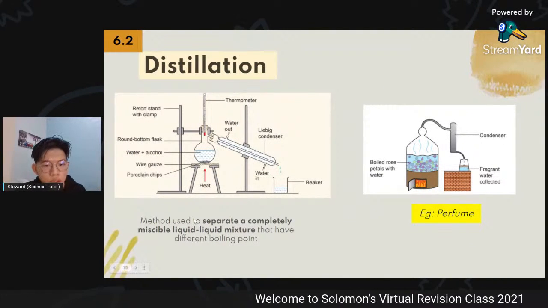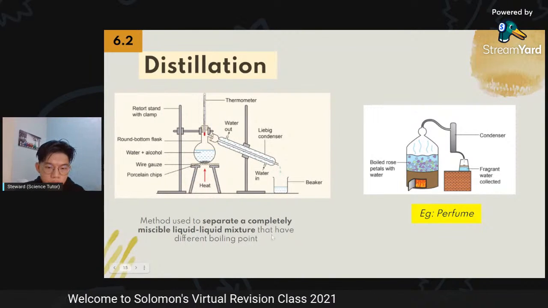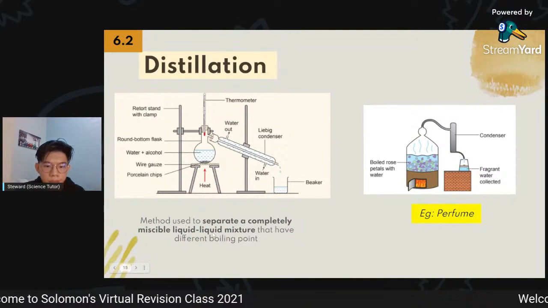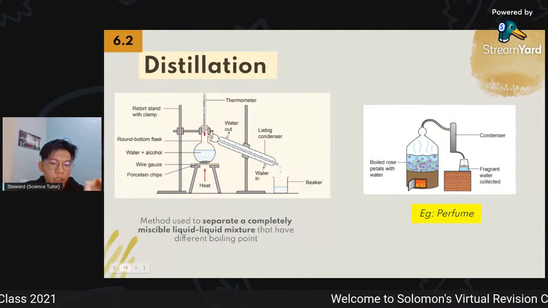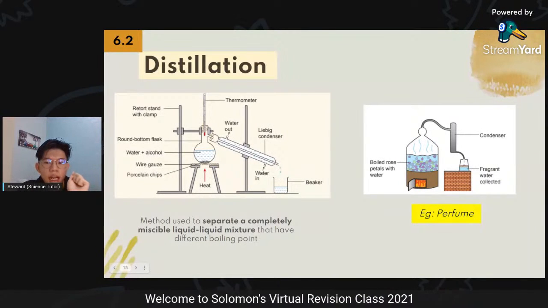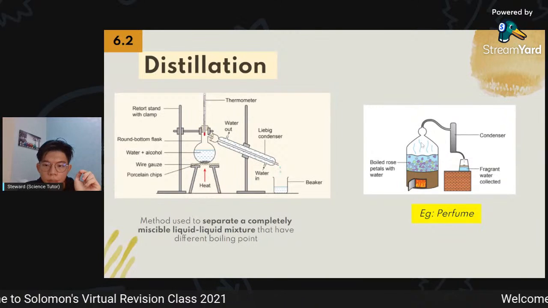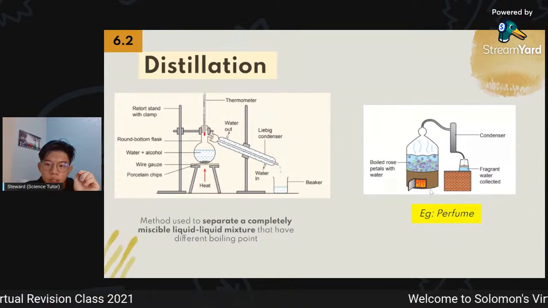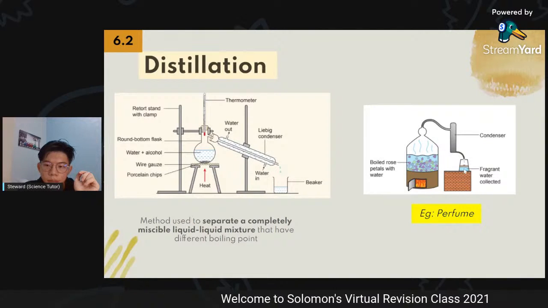Distillation is a method used to separate a completely miscible liquid-liquid mixture that has different boiling points. Maksudnya, dua-dua liquid ni dia telah campur, tapi dia ada different boiling point. Okay, contohnya kita buat perfume. Kalau kita buat perfume, kita akan guna method ni untuk dapatkan perfume dia.